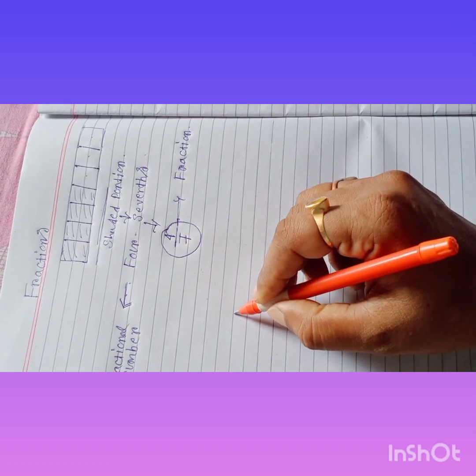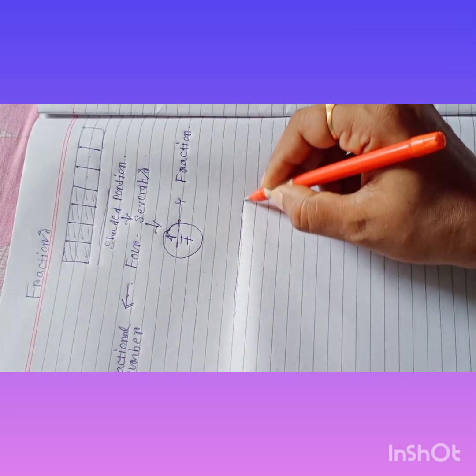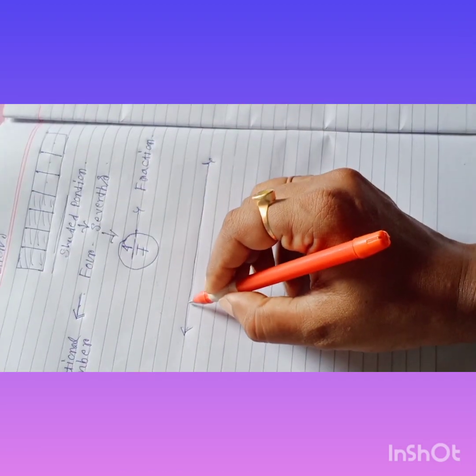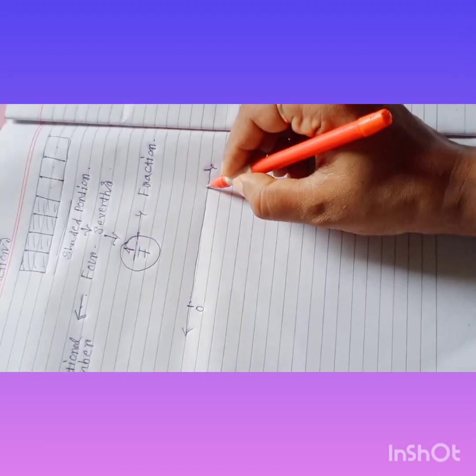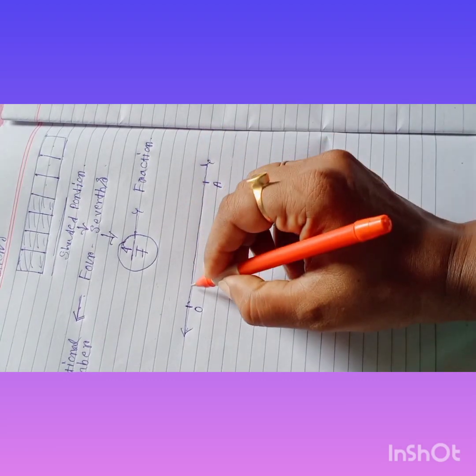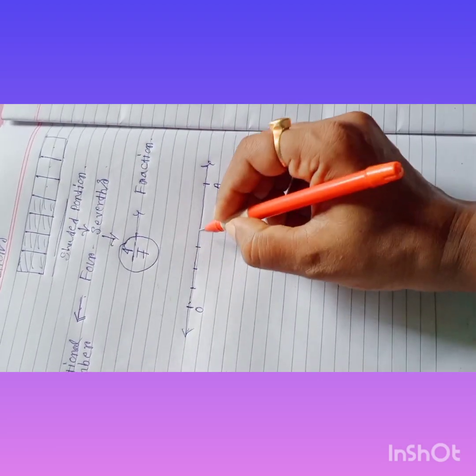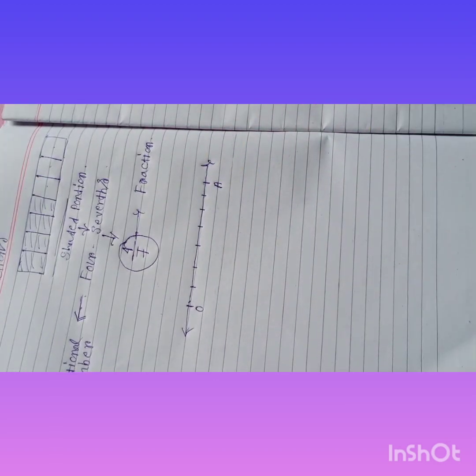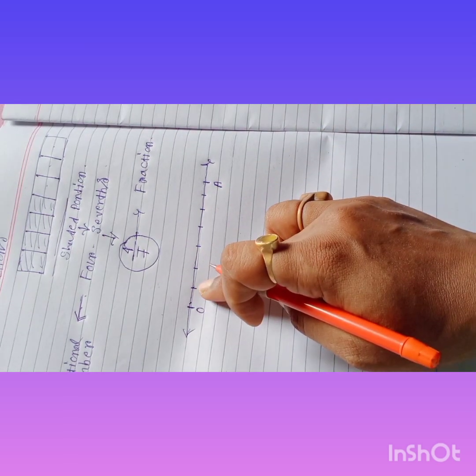So student, after asking these questions, next you have to ask to represent this fraction on a number line. How will you represent this fraction on a number line? Just simply take one line segment. Here I am taking one line segment, and I am naming this line segment O and A, and after naming I have to divide this line segment into 7 parts. 1 2 3 4 5 6 and 7.